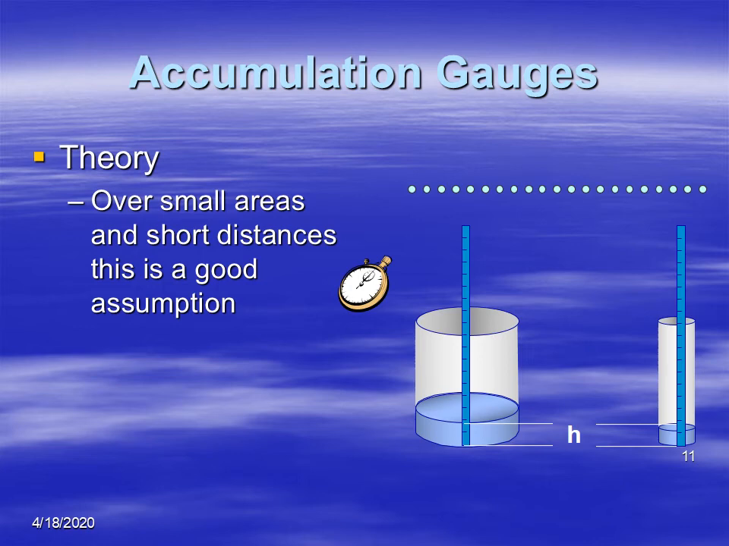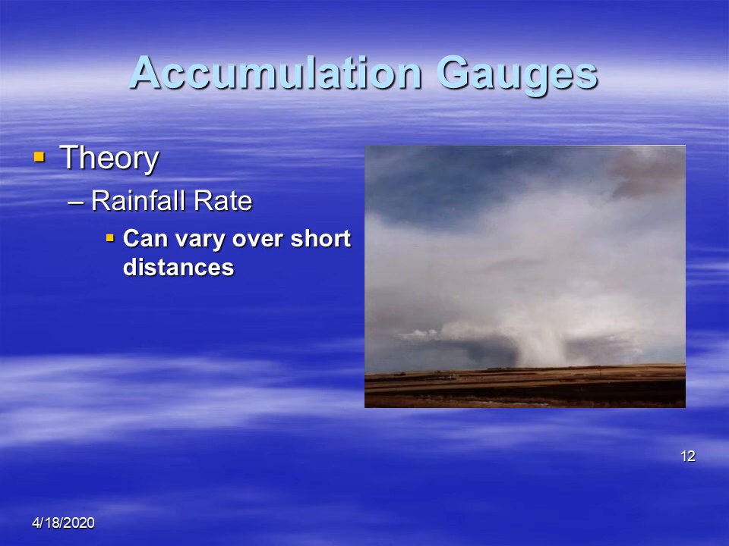So this actually holds very well for short distances, looking at rain gauges that are very close together. But as you know, rainfall rates can vary over very short distances. And here's a picture of a springtime shower. It indicates that some places are getting heavy precipitation and other places are not. That is one of the assumptions that's invalid when looking at larger areas: the rainfall rate is not the same.